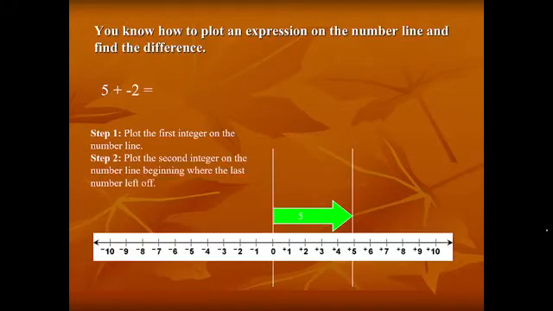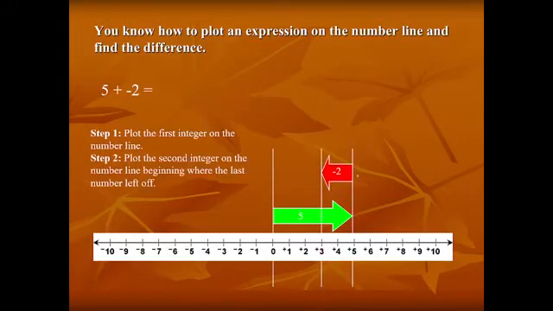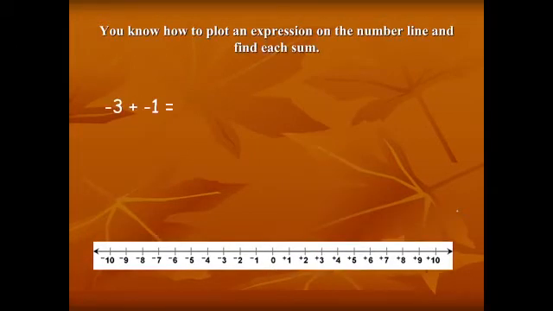So I will be plotting the second integer now, wherein I will begin with the last number where I left off. So starting at positive 5, I move negative 2, which is going to the left. And where did I stop? I stopped at positive 3. So the answer here is simply positive 3. Okay? That is using the number line. Next. Now, let's have negative 3 plus negative 1.